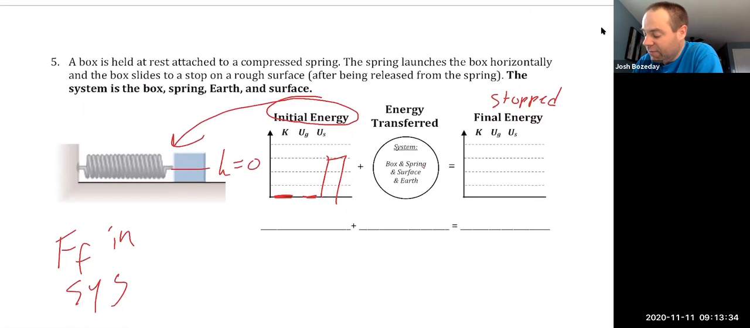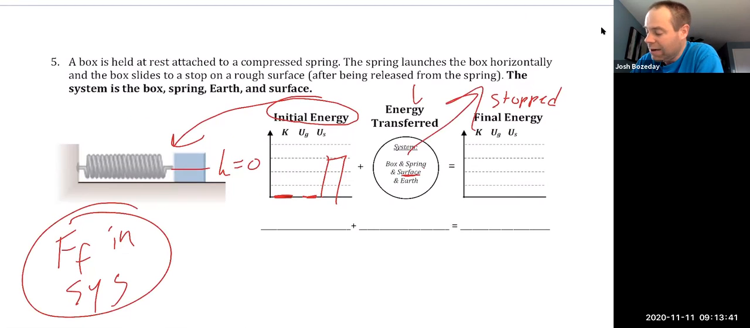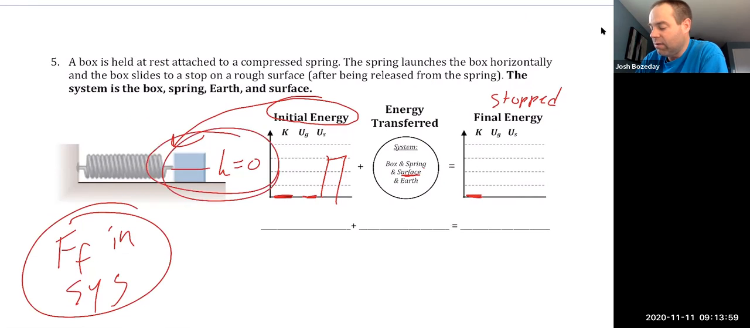Now, since force friction is in the system because the surface is in the system, there's no work. So we would not say work of force friction. We're not going to do that because friction is in the system. But what we do need is this. If we look at the end, it's stopped, so it's got no kinetic energy. It's got no height, it's still on the ground, so it's got no UG. And the spring is now at its natural length, so there's no U spring.